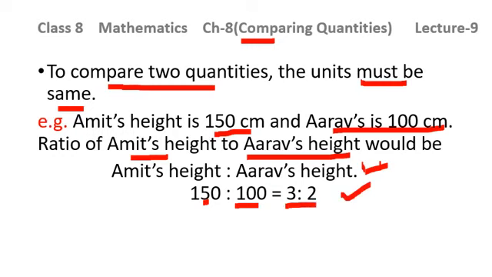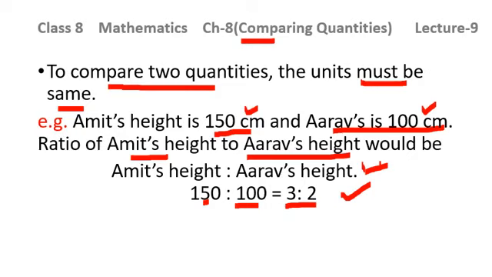Here in this example, the unit of both is the same. Amit's height is given to you in centimeter, Arav's height is given to you in centimeter. So we need not convert any of these into any other unit. Same units were there, so we can easily compare. If units are not same, then you need to make the units same.